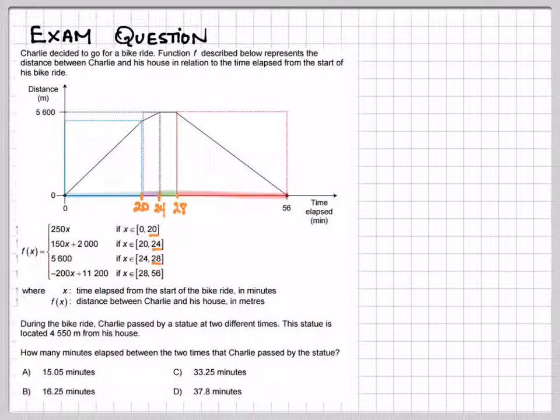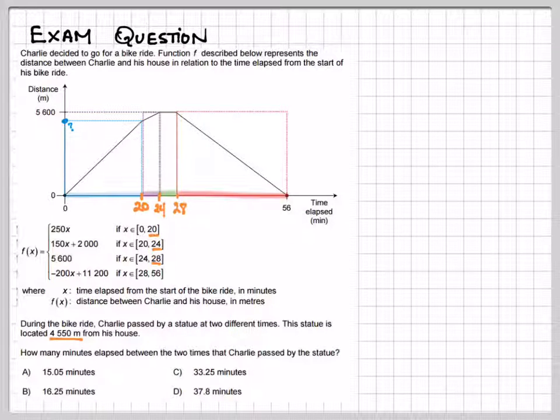There is one more piece of information we'd like to know, and that is at the top left corner of the blue box, how high is that? And I want to know how high that is because on the y-axis I'm measuring distance. And the statue is said to be 4,550 meters away from the house. Is that between the blue dot and the topmost measurement of 5,600, or is it underneath this blue dot? To know this, I need to know where that blue dot is.